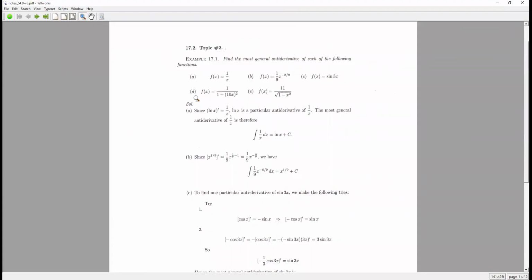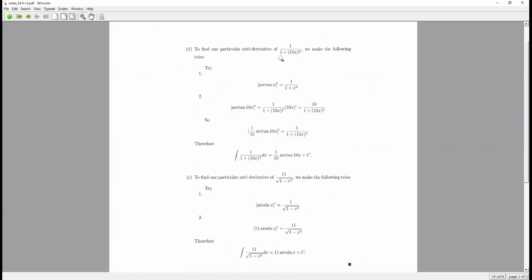Part D. Find the indefinite integral of this function. To find one particular antiderivative of the given function, we make the following 2 tries. We first try arctangent. By formula, the derivative of arctangent is 1 over 1 plus x squared. This function is close to the given function. Now, the second try. Try arctangent of 10 times x.